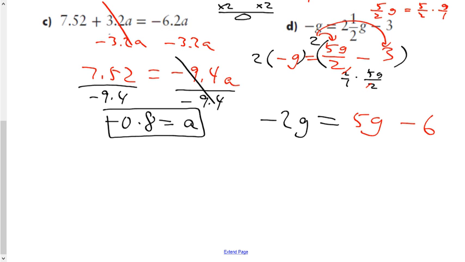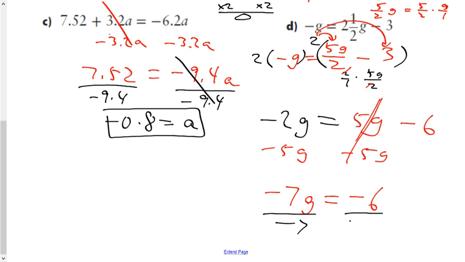Now, it does not take a genius to figure out that this is a much easier equation to solve than the previous one because I have no fractions. So here I'm going to subtract 7g from both sides. Sorry, why am I subtracting 7g? Why didn't someone stop me? Subtract 5g. And that's going to give me negative 7g equals negative 6. And simply divide both sides by the coefficient. And g will equal a positive 6/7. Same answer, probably a heck of a lot simpler to solve.